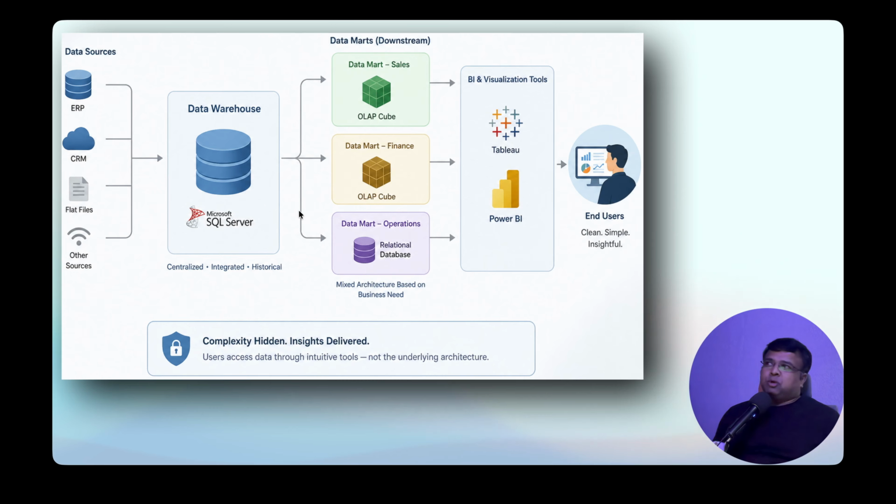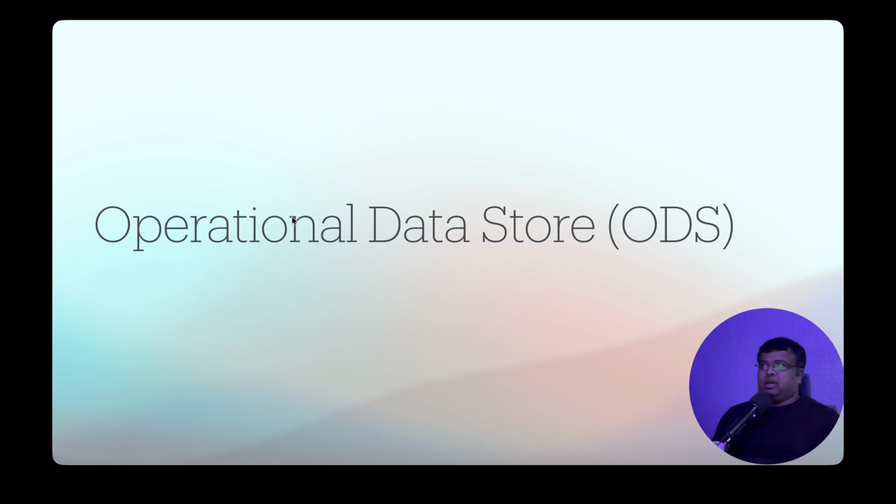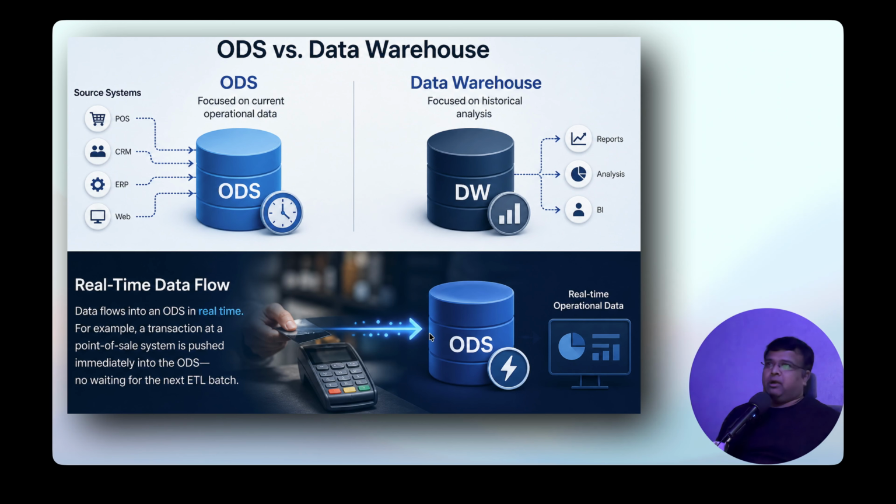Now, let us broaden our view of data warehousing and talk about the operational data store, or ODS. Here we have a typical data warehouse setup and alongside it a typical ODS setup. So what is an ODS exactly? Just like a data warehouse, an ODS brings together data from multiple source systems into one centralized place.